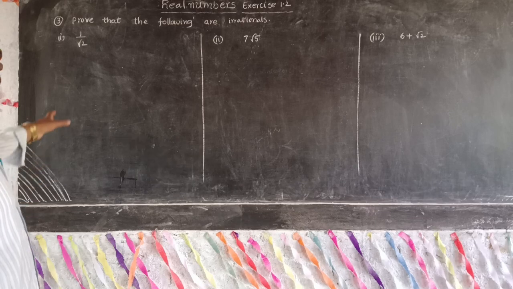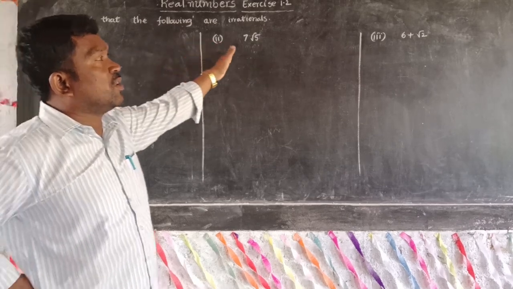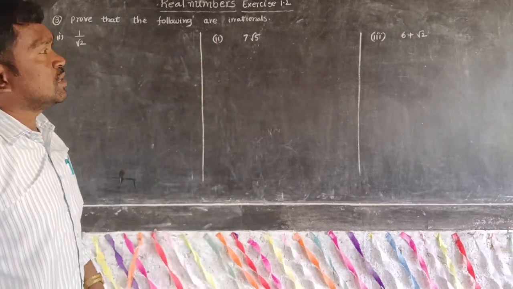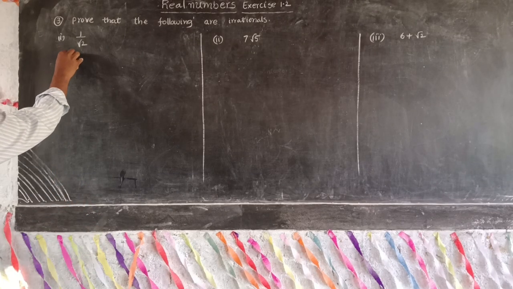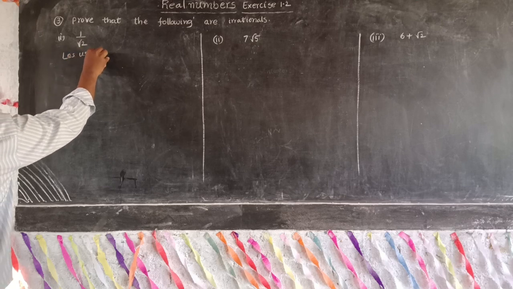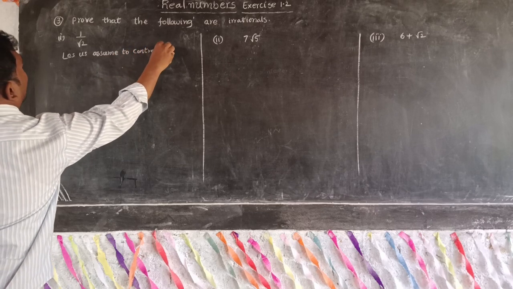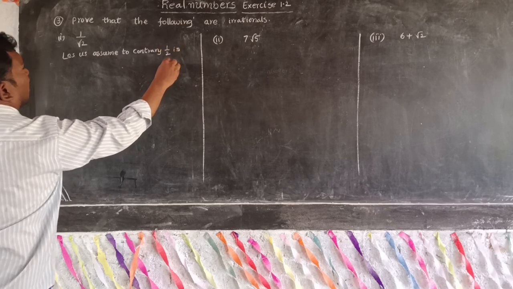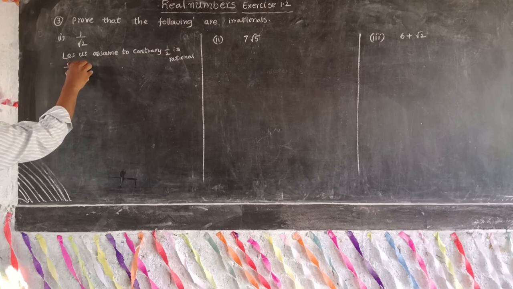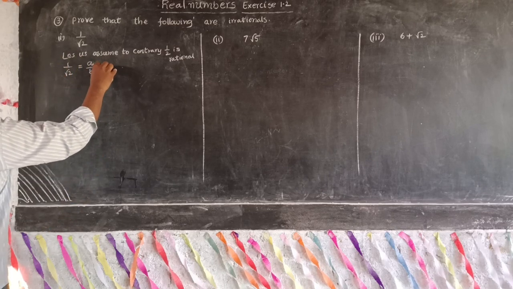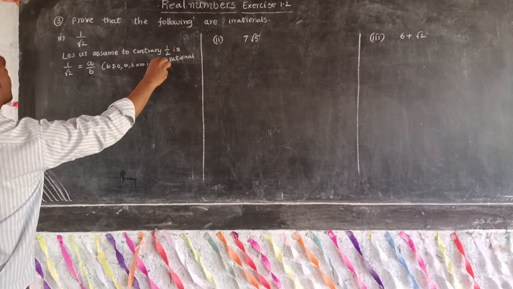Next, third problem. Prove that the following are irrationals. First one, 1 by root 2. Second one, 7 root 5. Third one, 6 plus root 2. Let us assume to the contrary that 1 by root 2 is rational. That means 1 by root 2 equals a by b, b is not equal to 0, a, b are integers.